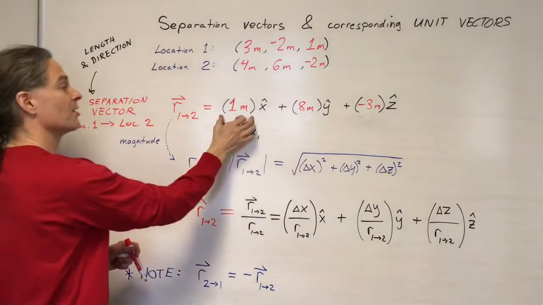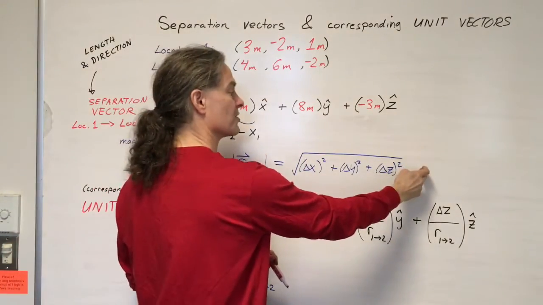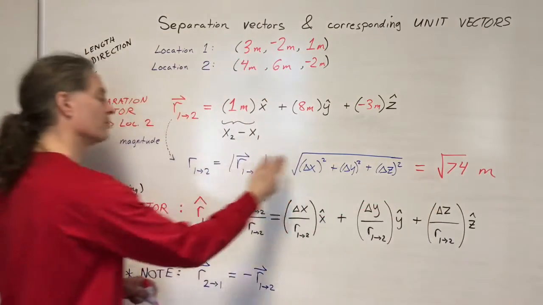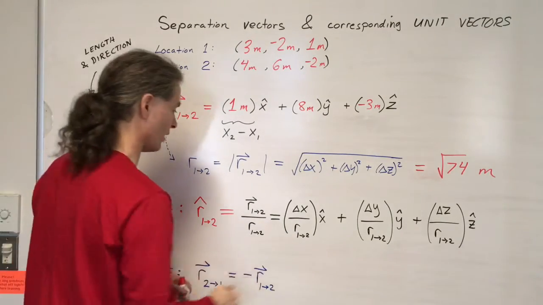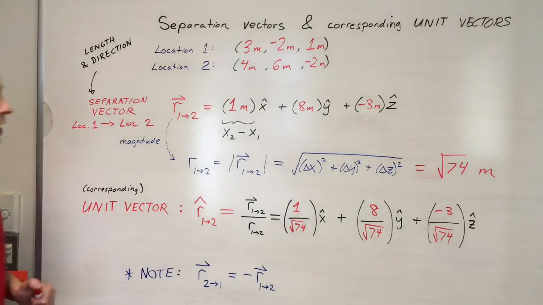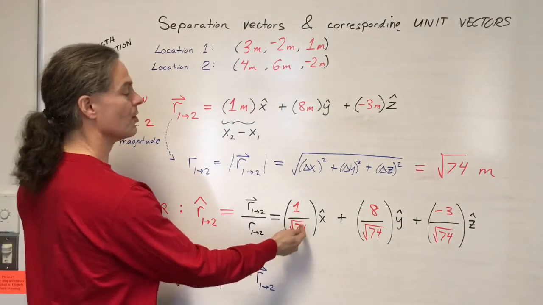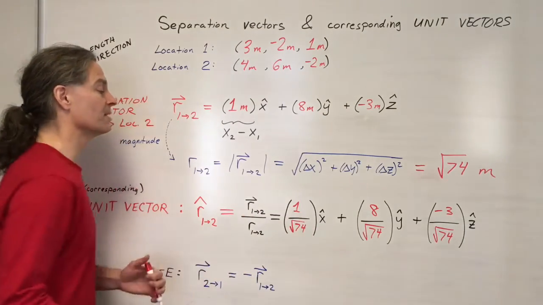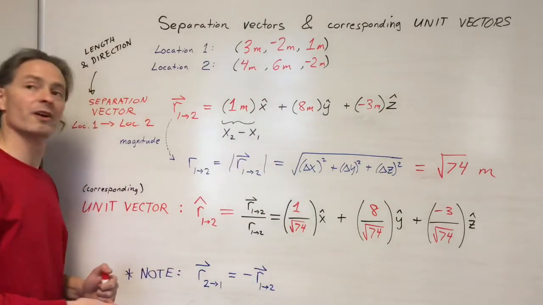We can plug these components into here to get the magnitude of the separation vector. And finally, we can plug all this in to get the unit vector corresponding to that separation vector as follows. Boom. I'm not going to bother to reduce the square root of 74. And also note that really I had 1 meter over the square root of 74 meters, and the meters and meters canceled. And that happens in the other components of the unit vector as well.